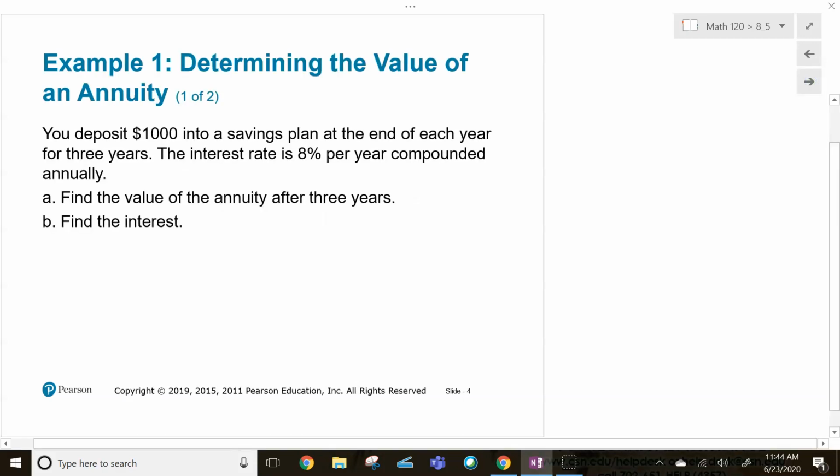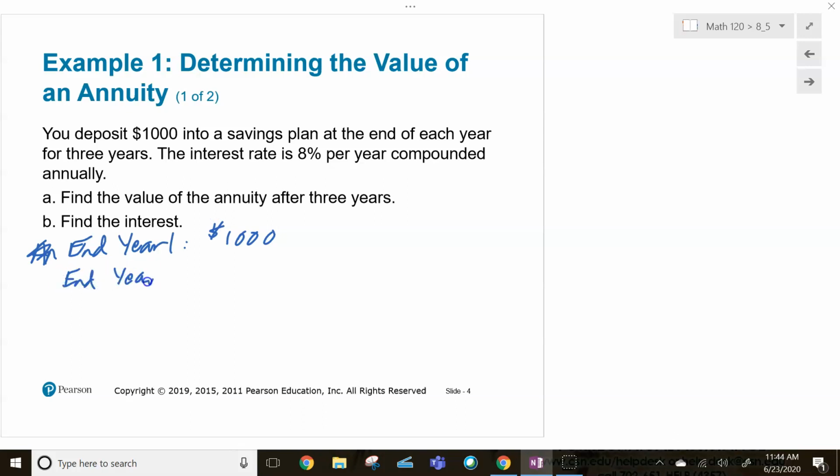So here's an example that gets you a feel for what an annuity is. You deposit $1,000 at the end of each year for 3 years. So at the end of the year. The interest rate is 8% per year compounded annually. What's the value of the annuity? Well, let's do the end of year 1. At the end, you deposit the $1,000. So there's your deposit. You gain no interest because you deposited at the end of year 1.